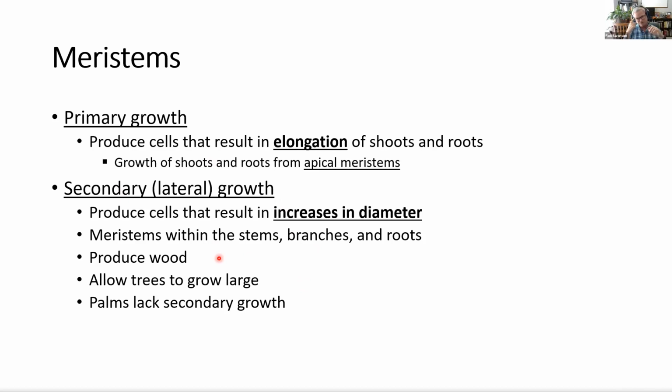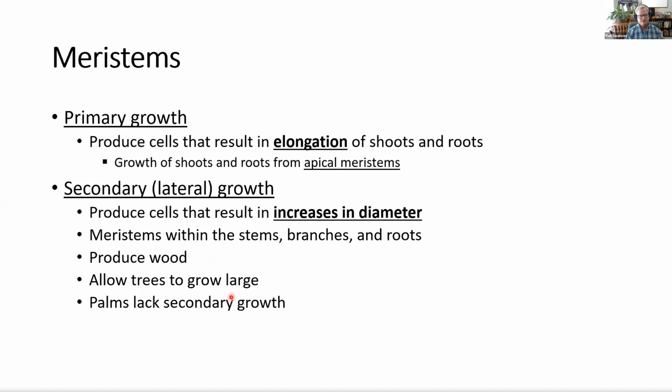I like to think about it as a new tree grows on the outside of the previous tree every year. So it's adding vascular system. It's going to add some bark. It's going to add diameter every year. It's what produces the wood. It's what allows trees to grow large.